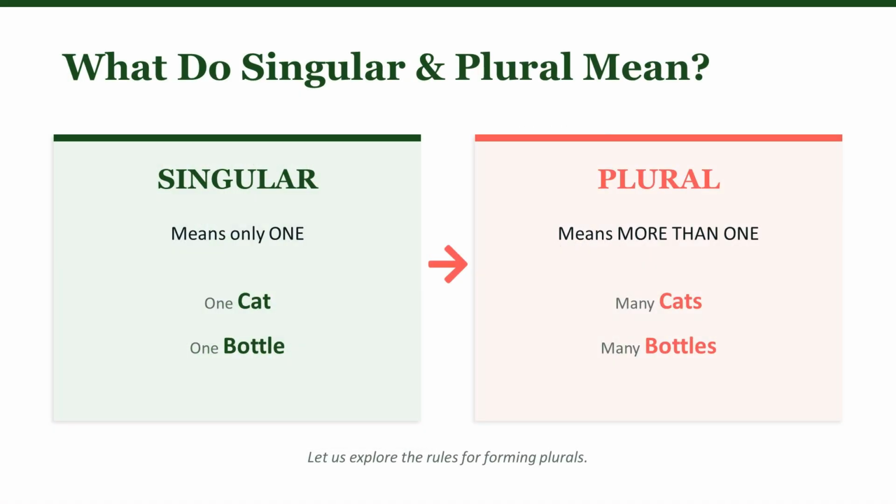So what do singular and plural mean? It is simple. Singular means only one. When we talk about one cat or one bottle, we are using the singular form. Plural means more than one. When we talk about many cats or many bottles, we are using the plural form. Now let us explore the different rules for changing singular nouns into plural nouns.